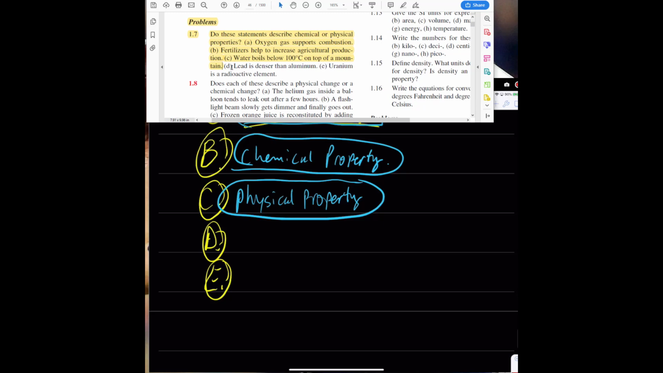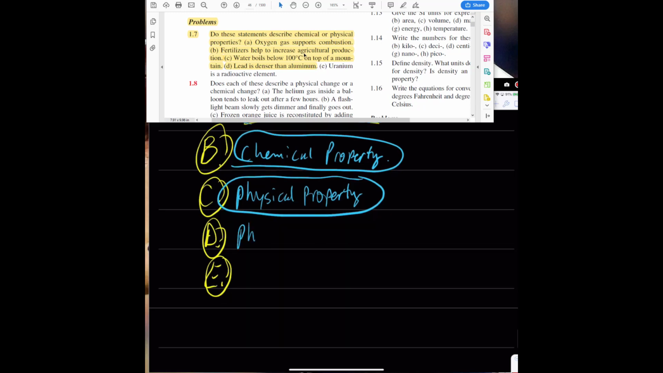D. Lead is denser than aluminum. This here is a physical property. Why? The measurement of the densities of lead and aluminum does not change their composition. Those are physical properties of aluminum and of lead. And part E.